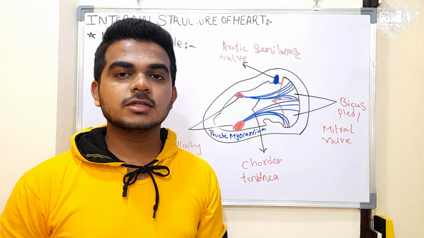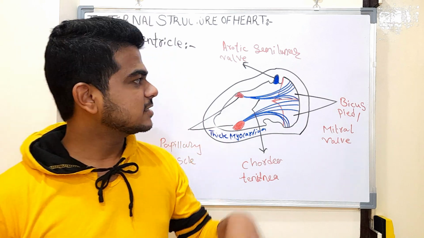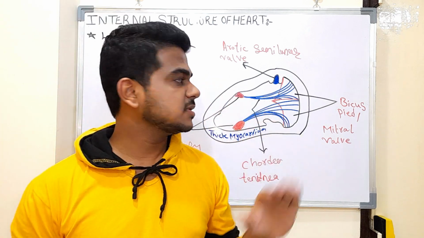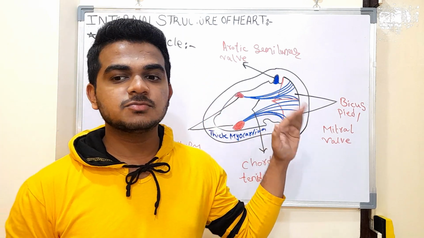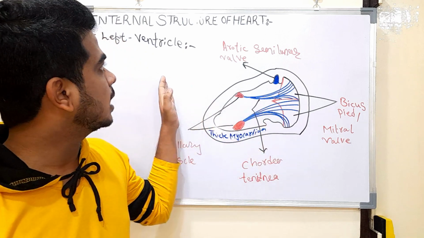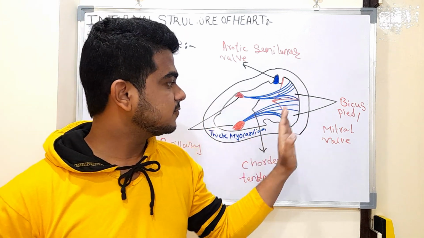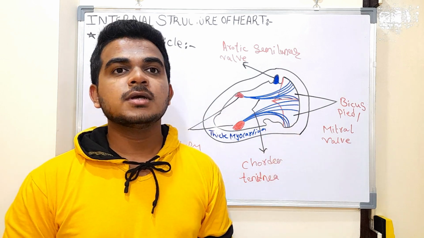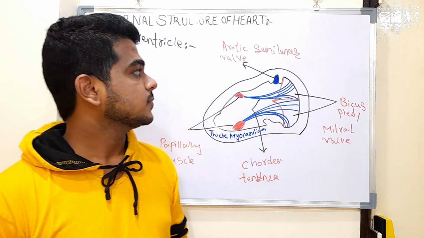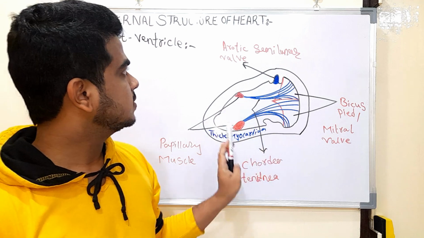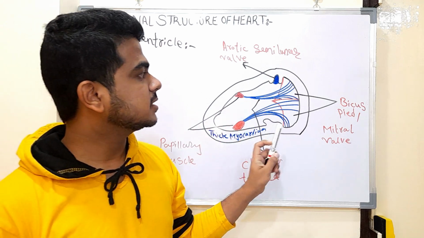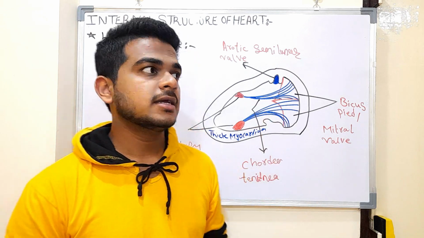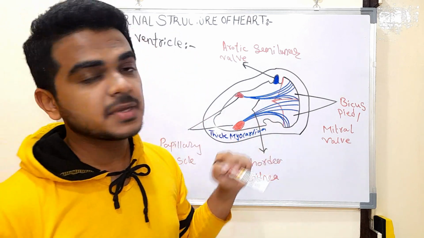We are already done with 3 chambers of the heart. So the last chamber is the left ventricle. This is present on the left side of the heart, just below the left atrium. The left ventricle receives oxygenated blood from the left atrium. This is the left ventricle.